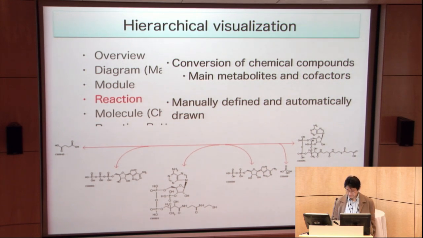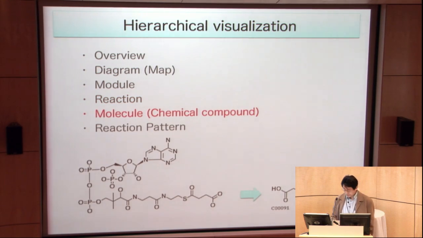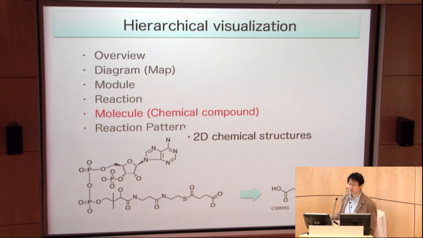So these are manually defined and automatically drawn using the chemical structures we stored in the database. And the fifth level is the molecule. I show the chemical compound here, but in this case, the molecule can be an enzyme or genes, which represent the reactions too. So we use 2D chemical structures like this, including some chirality or stereochemistry.